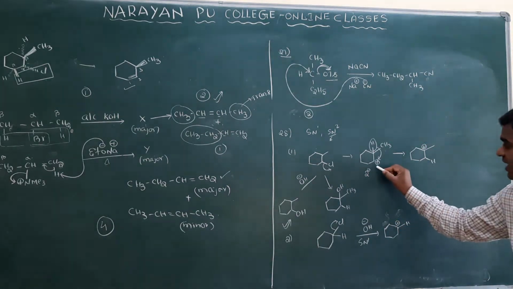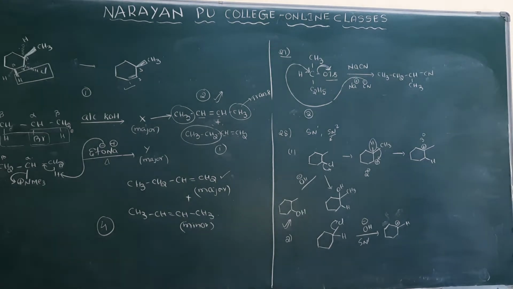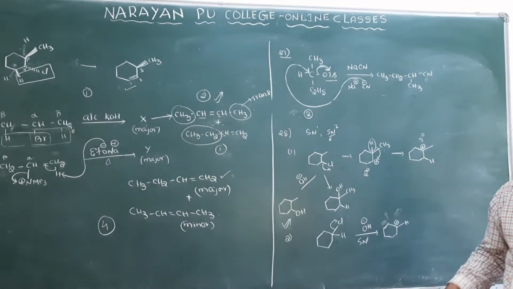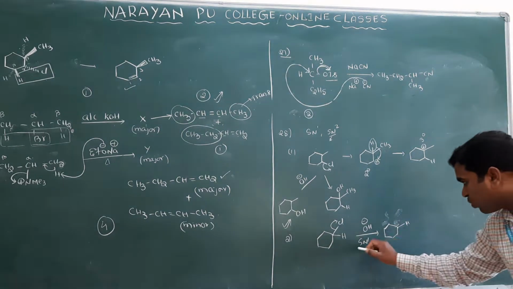But here you see, it is a secondary carbocation that can become a tertiary carbocation. So that's why it is the most stable, and that's why rearrangement has taken place there. Clear? So here, no rearrangement. So that's why only one product.